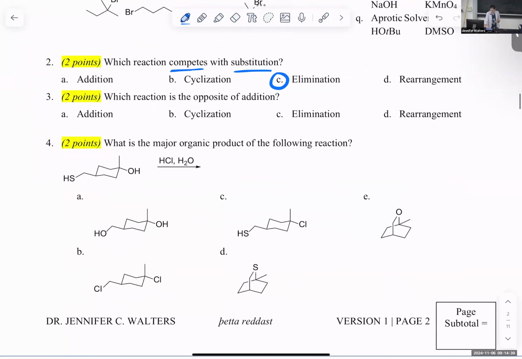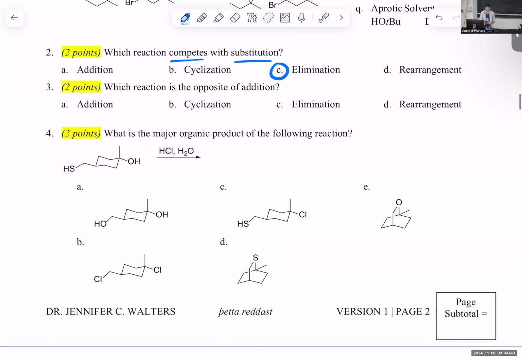For 4, looking at the major organic product of the following reaction. All right, so we recognize that we have hydrochloric acid and water, and we have our thiol and our alcohol. The first thing that we see is strong acid. You see strong acid, protonate something. So I need to protonate my most basic site in solution. So the question becomes, what is the most basic site in solution?